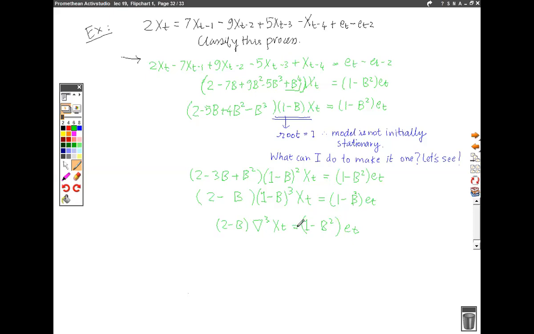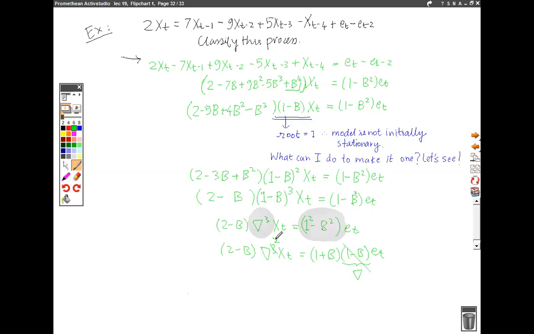So what you do is, you always try to see if there are any common factors between this and this which you can cancel off. Now here I can see that I have 2 minus b nabla cube x_t, and I have something like 1 minus b squared. This is nothing but an a squared minus b squared type formula, so I can write this as (1 plus b)(1 minus b), and my 1 minus b is nothing but just 1 nabla. So I can cancel this here, and I can cancel this here and make it 2.